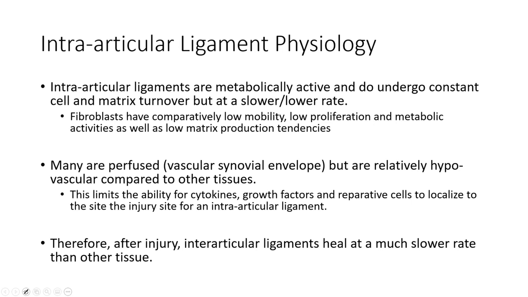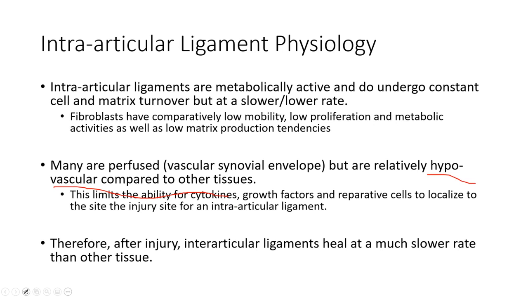They do undergo cell and matrix turnover, but at a much slower rate, right? Because they are perfused, but at a much lower rate. They're hypoperfused, right? So again, tendons and ligaments are not avascular. That's just not true. They are vascularized, but their blood supply is very, very low. The fibroblasts also have comparatively low motility and low proliferation. So they do turn over, but it's just a lot slower.